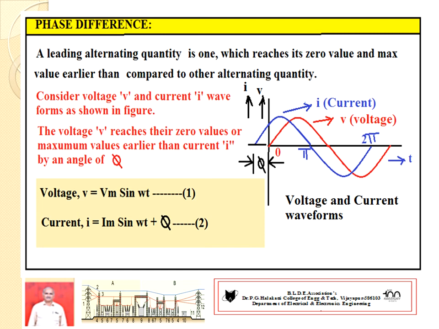This is the idea. A plus sign is used to represent a leading quantity. Here voltage V equal to Vm sin omega t, equation 1, is taken as reference because it starts from the origin. As compared to the voltage waveform, the current waveform leads the alternating voltage by an angle of phi. Hence, a plus sign is used for a leading quantity. If both are sin omega t, then there is no question of lagging, there is no question of leading. Both waveforms are in phase.